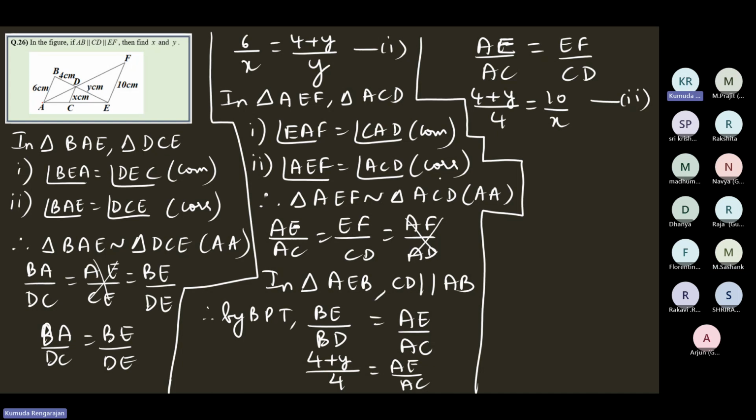Is there any ratio common in 1 and 2, children? Is there any ratio common to? Ma'am, 6 by x is equal to 10 by x, ma'am. No, but there's nothing common, right? See, okay, I just want to say one more thing. Okay, 1 second. I just want to say one more thing. 1 minute.